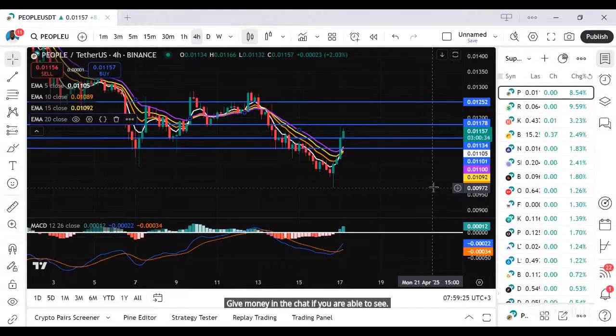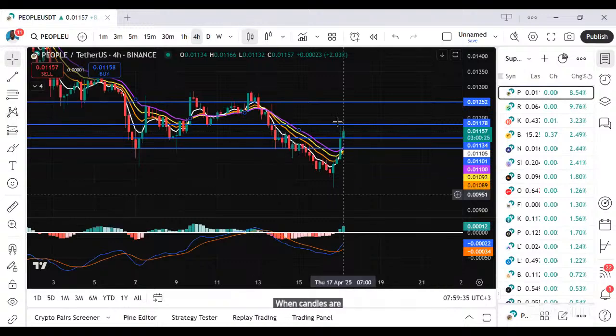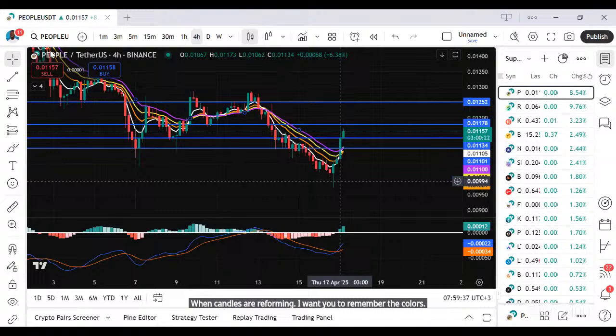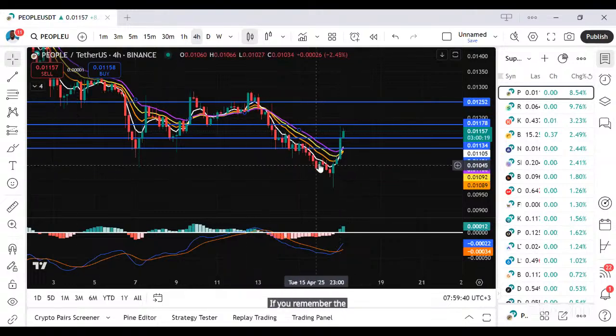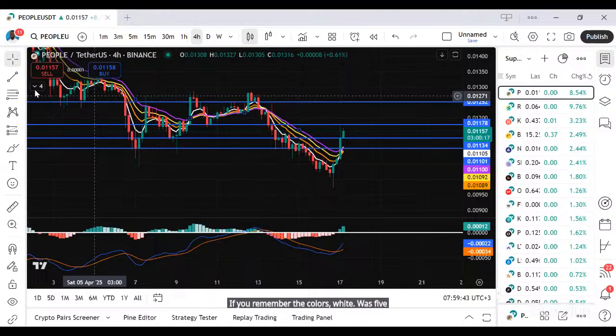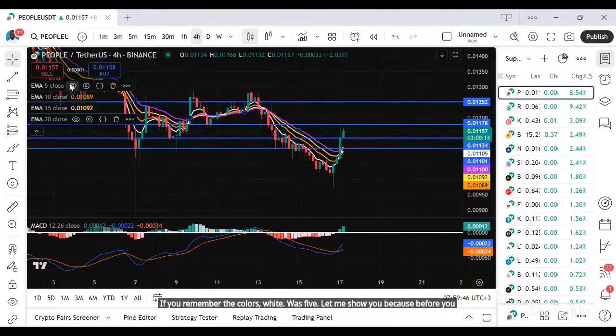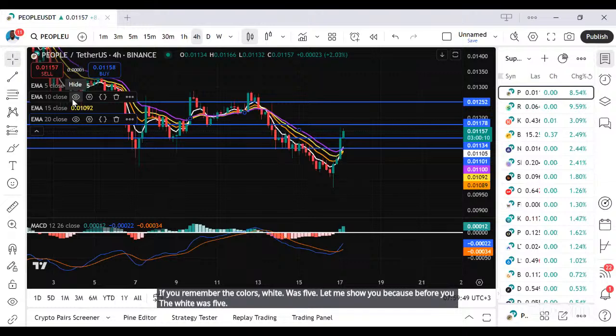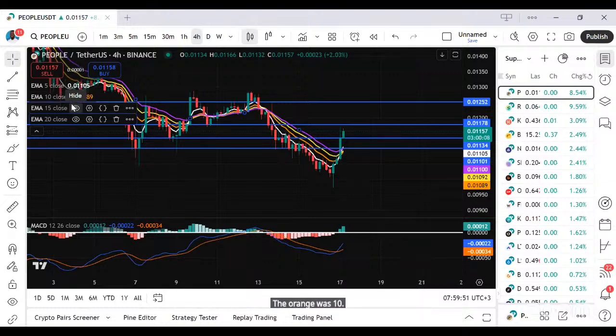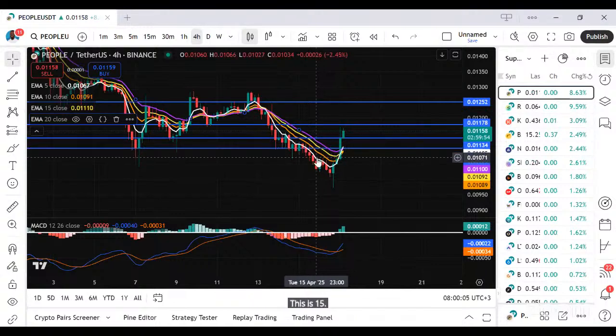Now, look here, guys. Number 1, when candles are forming, I want you to remember the colors. If you remember the colors, white was 5. Let me show you before you forget. The white was 5. The orange was 10. The yellow was 15. The 20 is purple. This is 20. This is 15. This is 10. And this is 5.